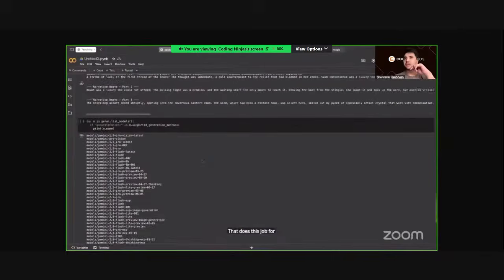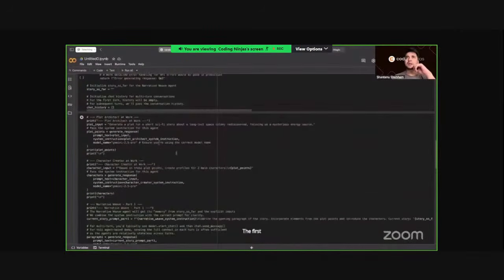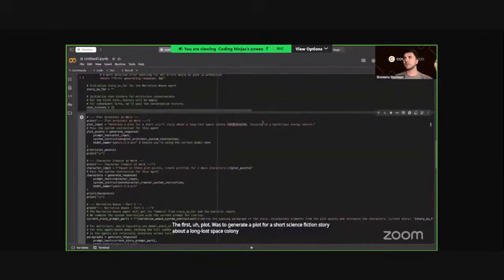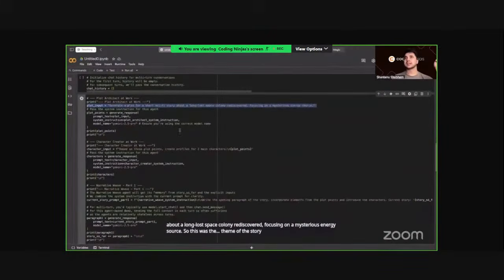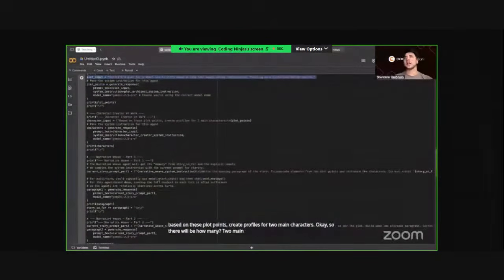Okay, so if you notice, the first prompt was to generate a plot for a short science fiction story about a long lost space colony rediscovered, focusing on a mysterious energy source. So this was the theme of the story. Then characterization: based on these plot points, create profiles for two main characters. So there will be two main characters.